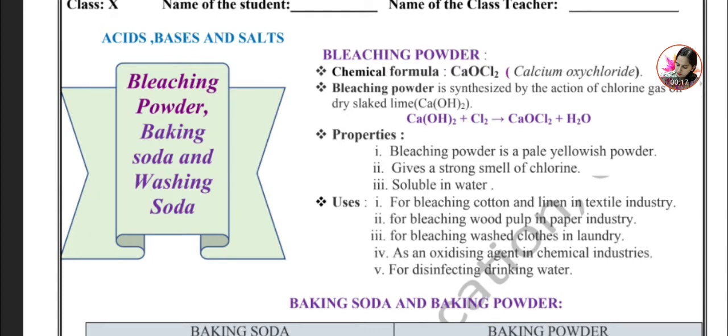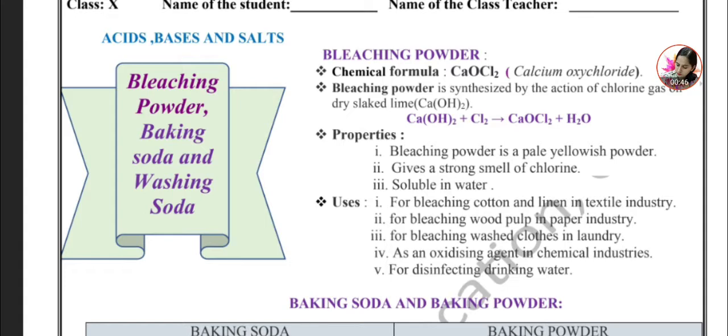So first is our bleaching powder. Its chemical name is calcium oxychloride, which means CaOCl2. Students, bleaching powder is synthesized by the action of chlorine gas on dry slaked lime. Dry slaked lime is calcium hydroxide. When calcium hydroxide reacts with chlorine gas, it gives calcium oxychloride, that is bleaching powder, and also water.